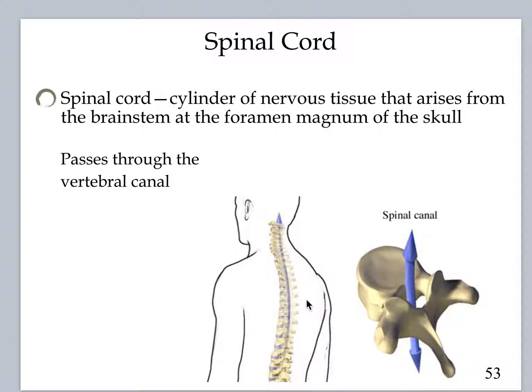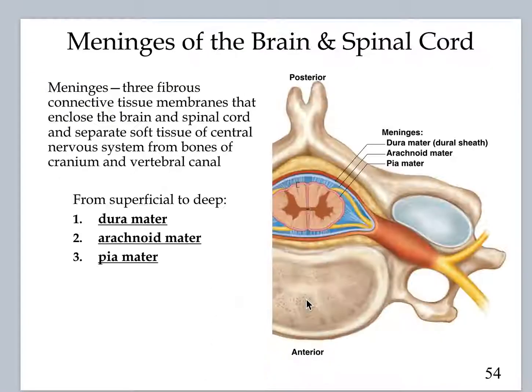Now moving on down into the spinal cord, which is also part of the central nervous system. Throughout the brain and the spinal cord, there's three meninges, or fibrous connective tissue membranes, that cover the spinal cord and the brain. These are, from superficial to deep, called the dura mater, the arachnoid mater, and the pia mater. Those are just layers of protective coverings over the nerves of the spinal cord and the brain.